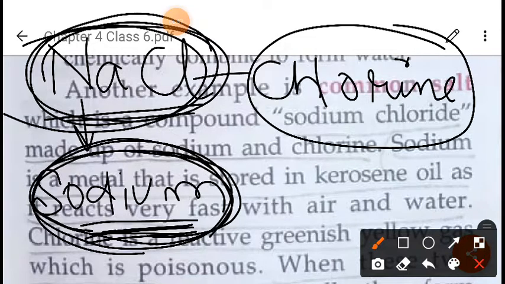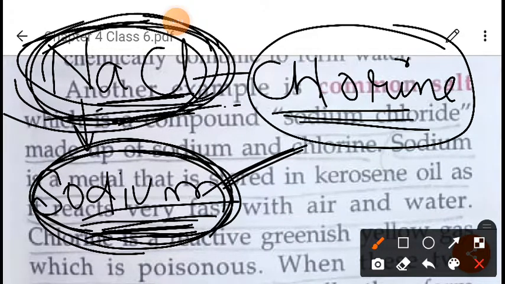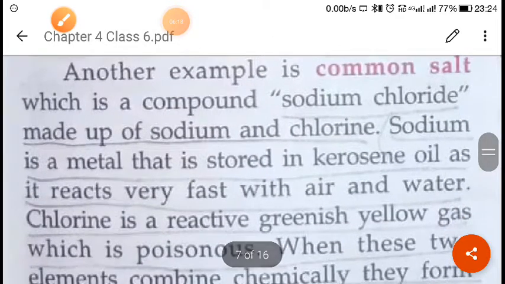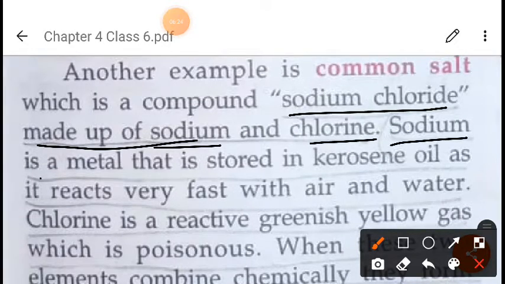Now these two combine together to form NaCl, right? When we see the properties of NaCl, they are entirely different from chlorine and sodium, right? It is also written here. Sodium chloride is made up of sodium and chlorine, and sodium is a metal stored under kerosene, as I have already told you, right?